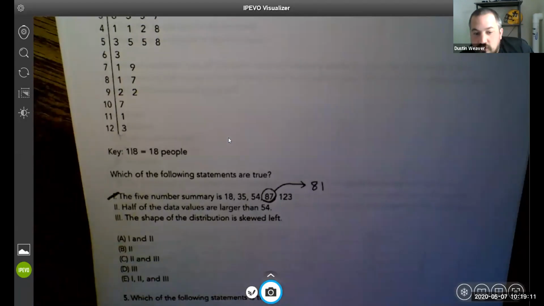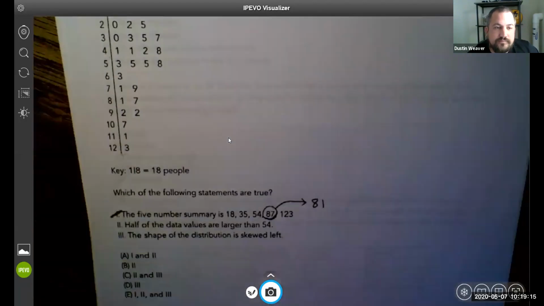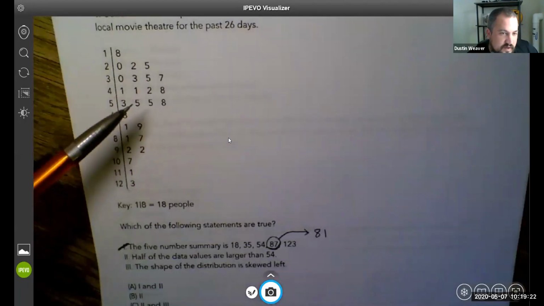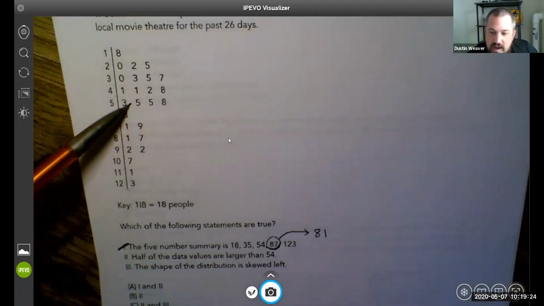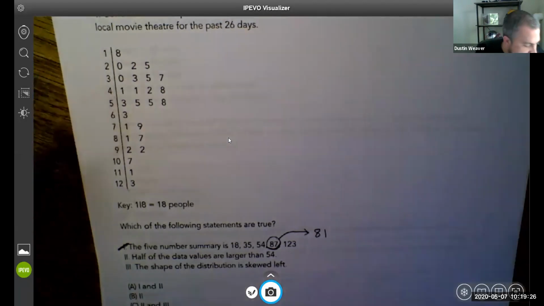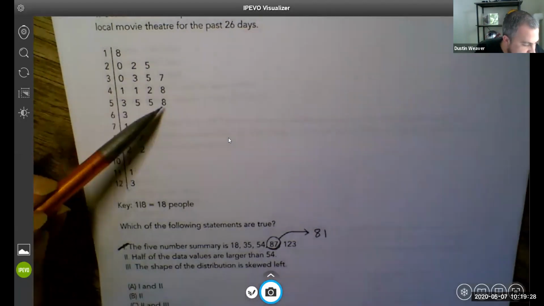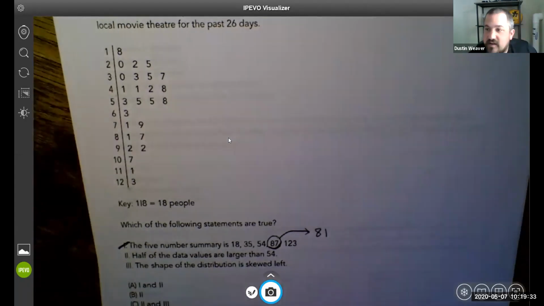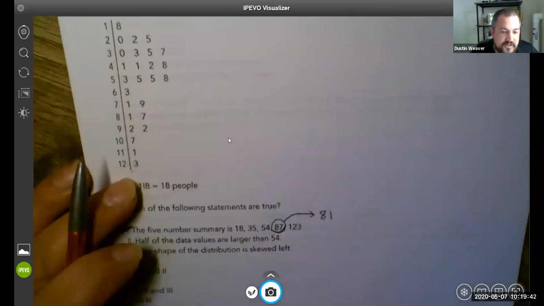Half of the data values are larger than 54. Is that true? So there's 26 data values here. Are half of them more than 54? Yes. So there are 13: 1, 2, 3, 4, 5, 6, 7, 8, 9, 10, 11, 12, 13. You could just count that and see. You also can know that if 54 is the median, then half of the values must be below and half must be above. So that is true.